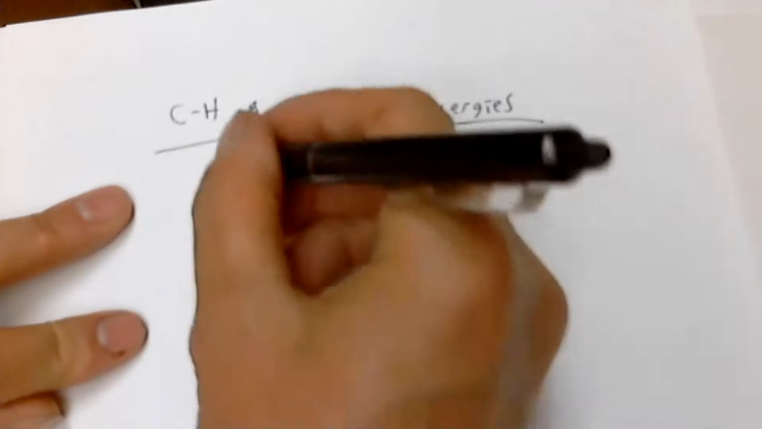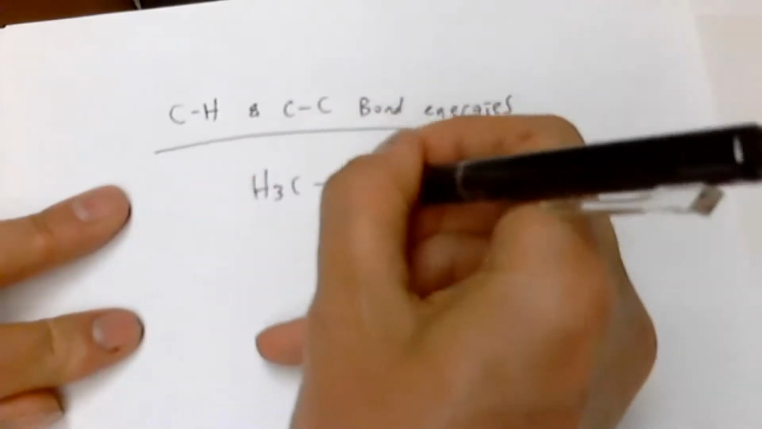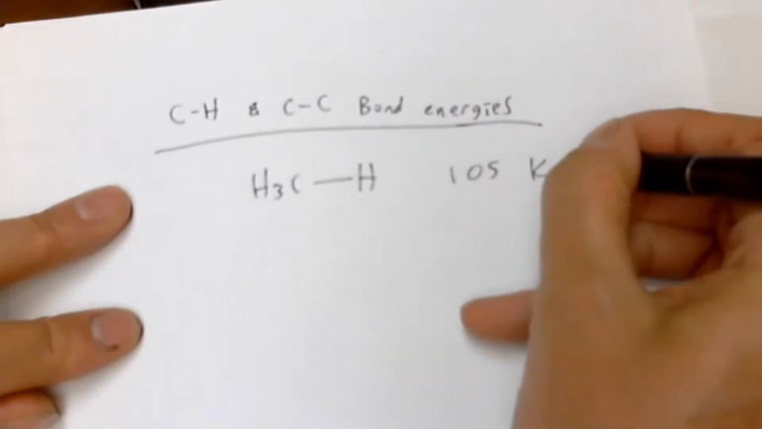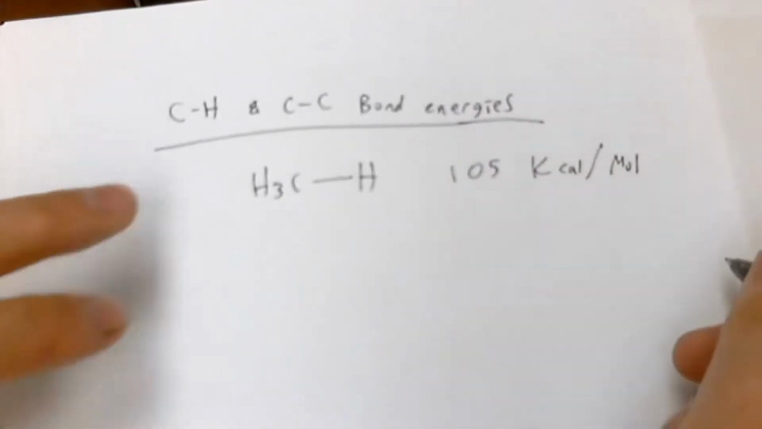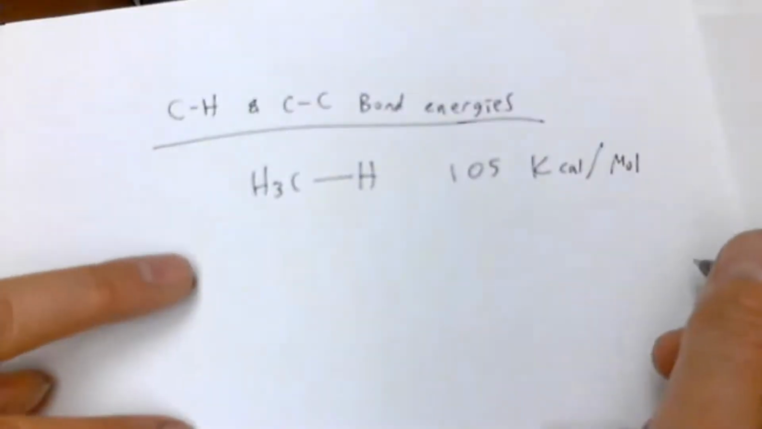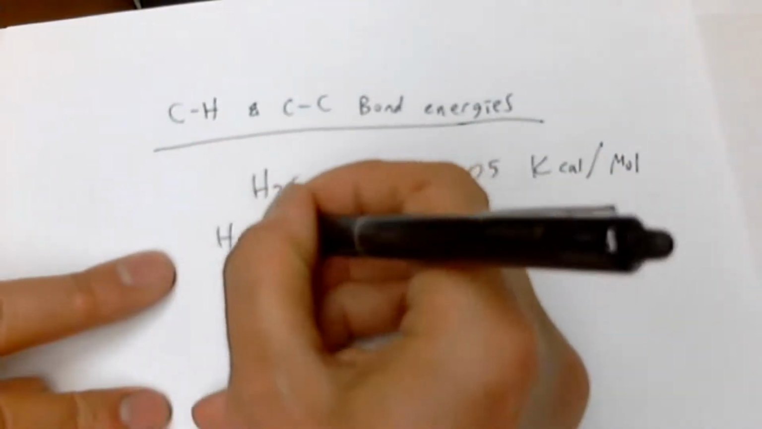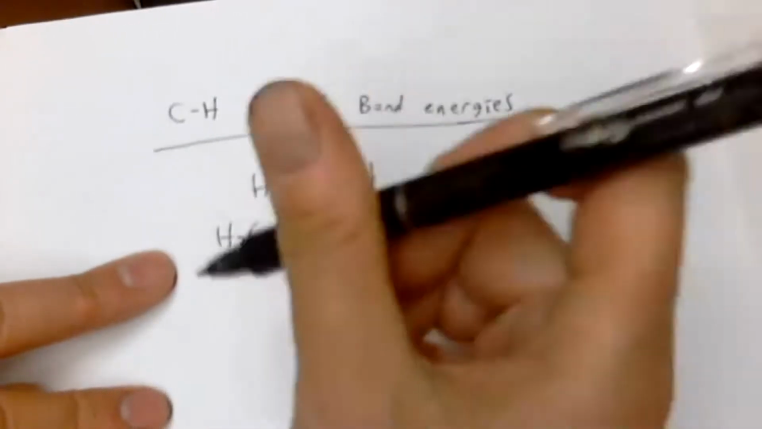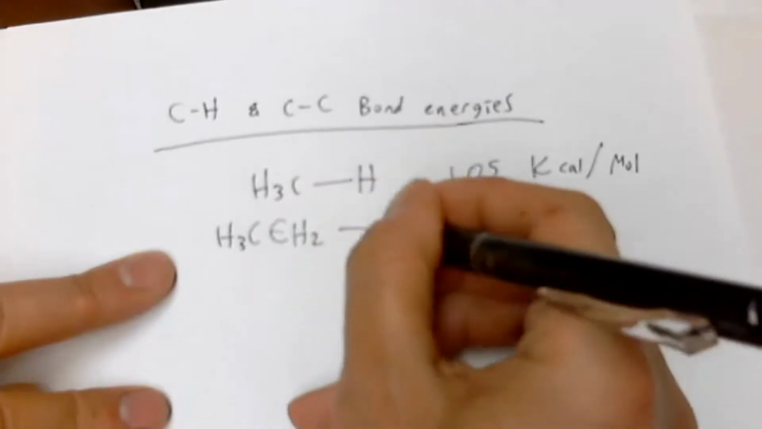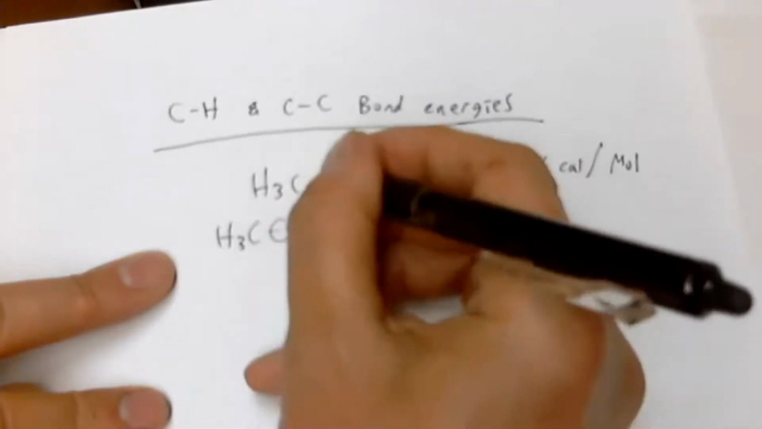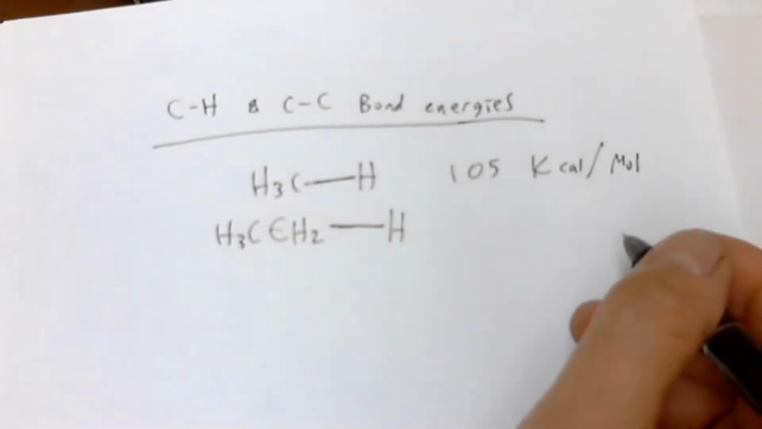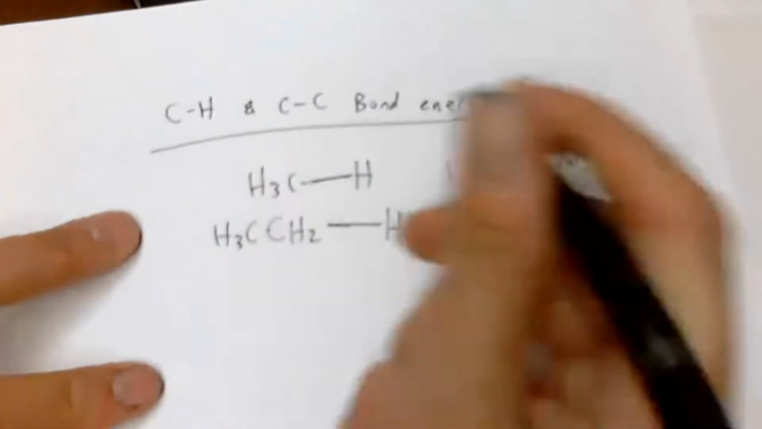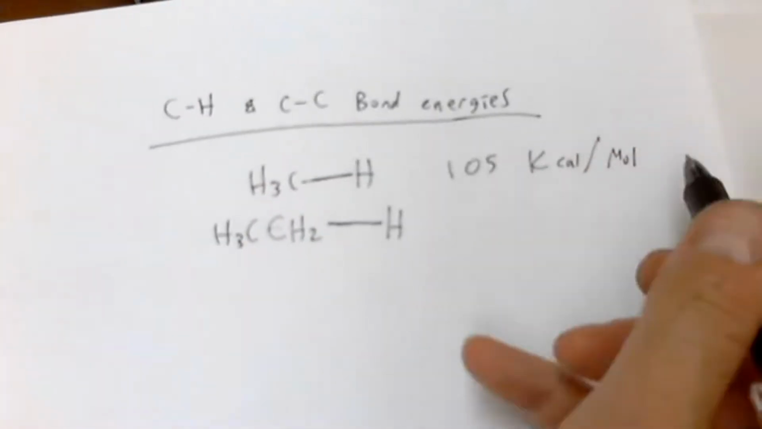Okay, so let's go back to methane. We already did methane. We said it's 105, right? These are all kilocalories per mole. And what did we say about ethane? H3C, CH2, and I'm trying to indicate the bond we care about by showing it as a big long bond. The big long bond is the one we care about right now. What do we say about ethane? It was roughly the same, 101, right?